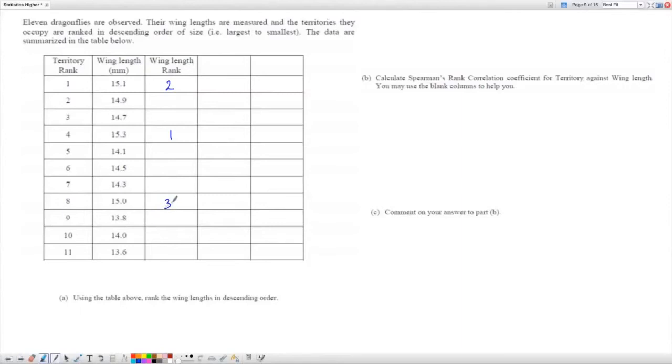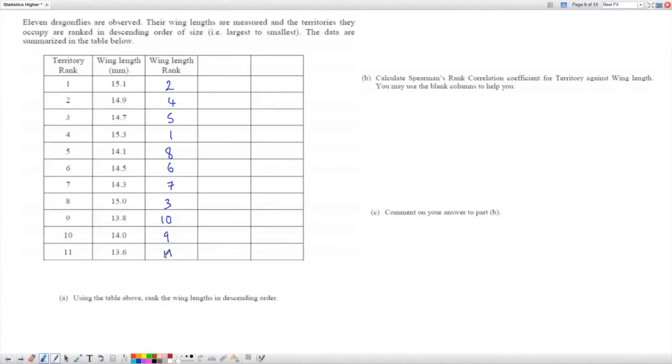15.0 is the third rank. Going to 4, 5. I'm going down in order of size here. 6, 7, 8, 9, 10, and our smallest wing length in place number 11 is 13.6.